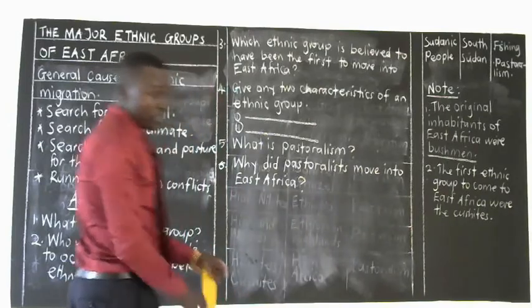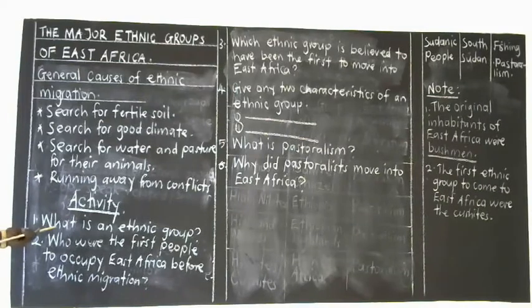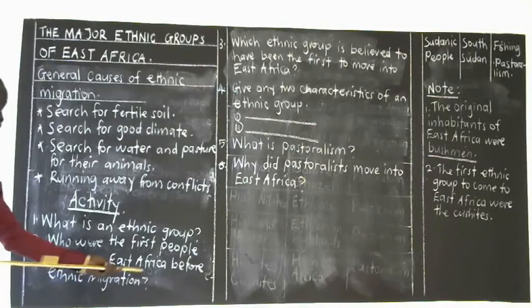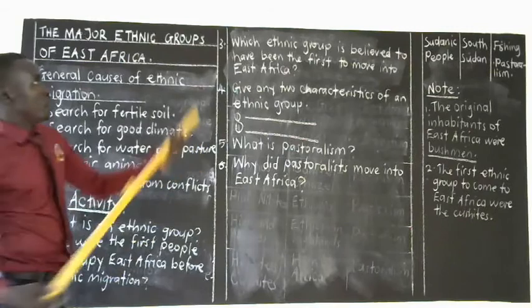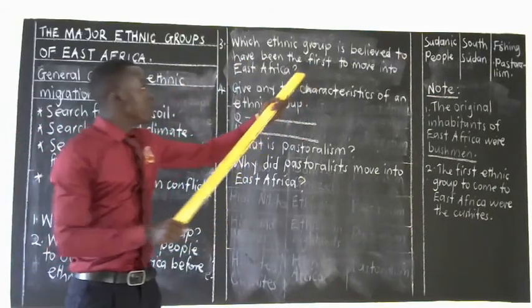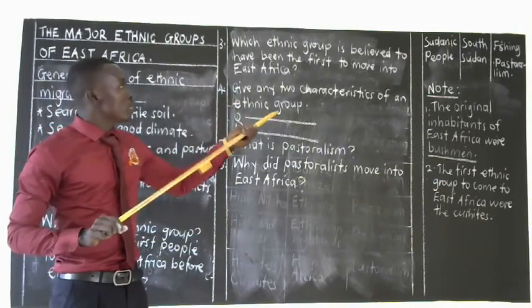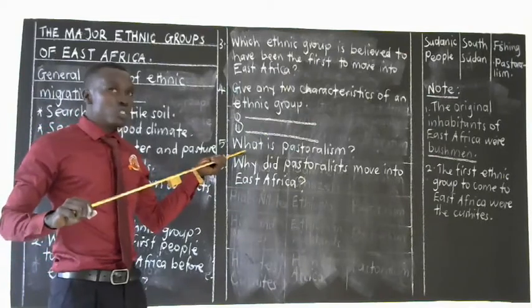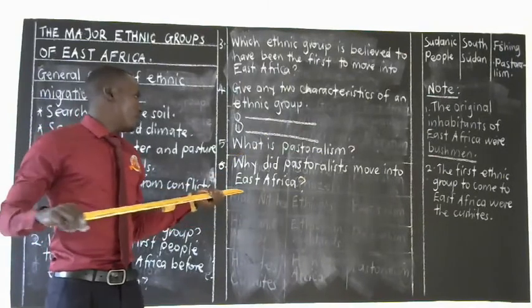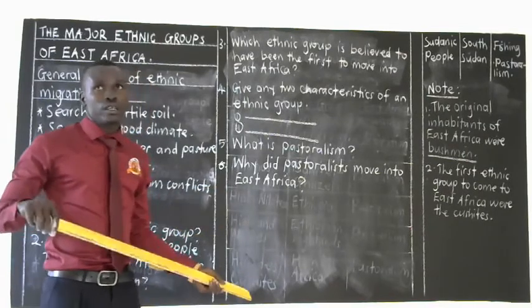So you can write these activities in your book. Number one, what is an ethnic group? Number two, who were the first people to occupy East Africa before the coming of ethnic migration? Number three, which ethnic group is believed to have been the first to move into East Africa? Number four, give any two characteristics of an ethnic group. Five, what is pastoralism? Number six, why did pastoralists move into East Africa?